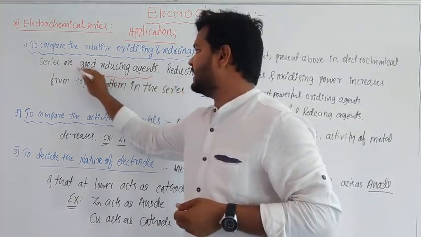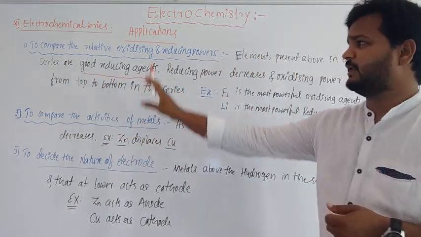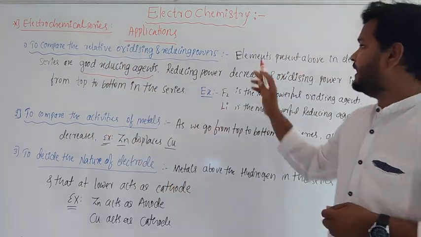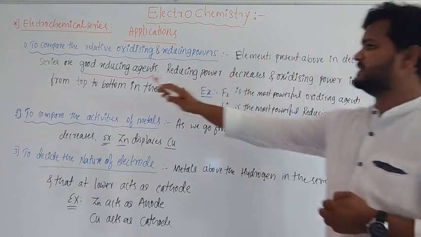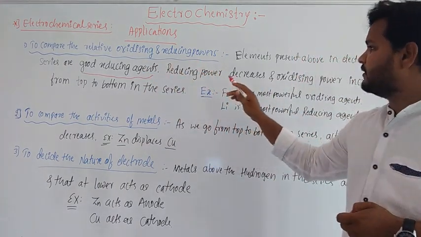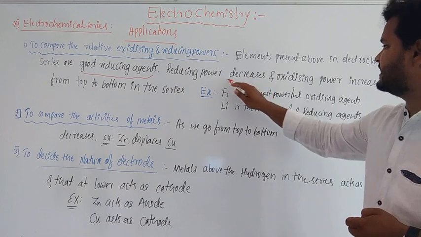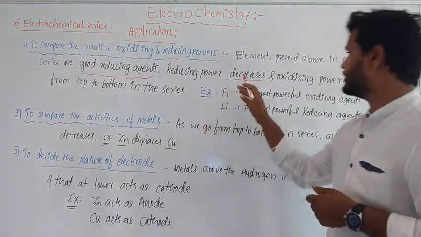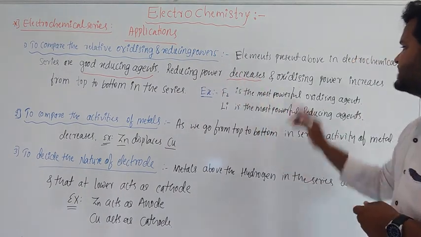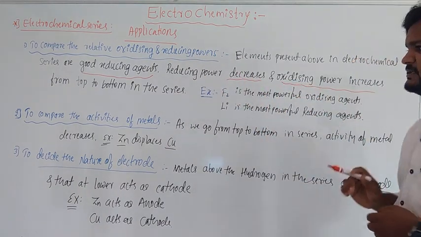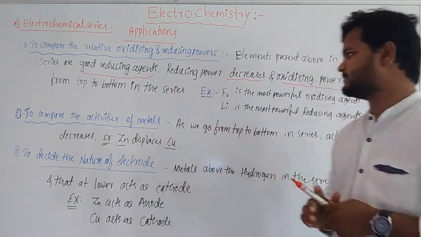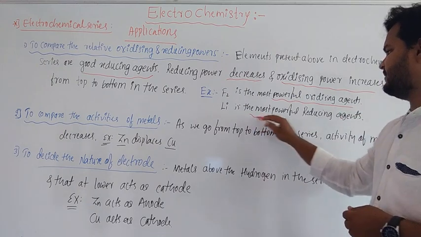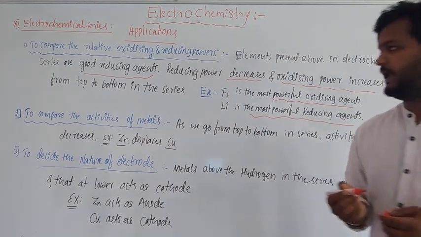I already wrote the electrochemical series. Elements present above in the electrochemical series are good reducing agents, and reducing power decreases when you go from top to bottom, and oxidizing power increases from top to bottom in the series. Example: fluorine is the most powerful oxidizing agent and lithium is the most powerful reducing agent.